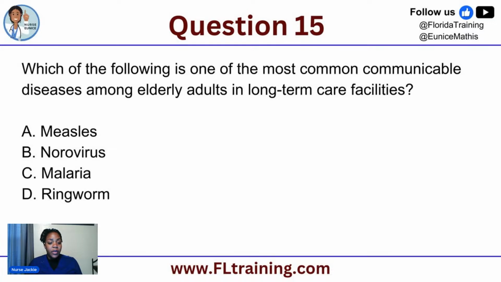Which of the following is one of the most common communicable diseases among elderly adults in long-term care facilities? A, measles. B, norovirus. C, malaria. Or D, ringworm.